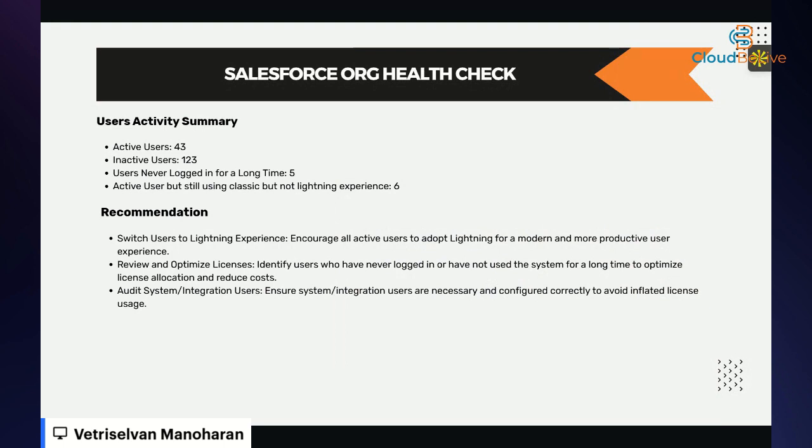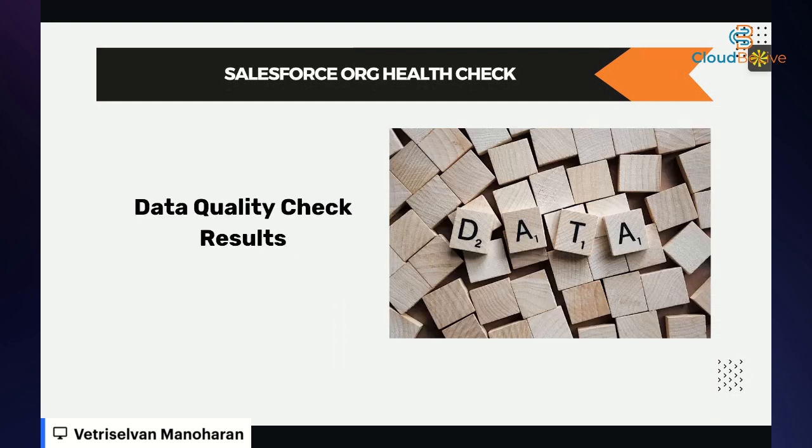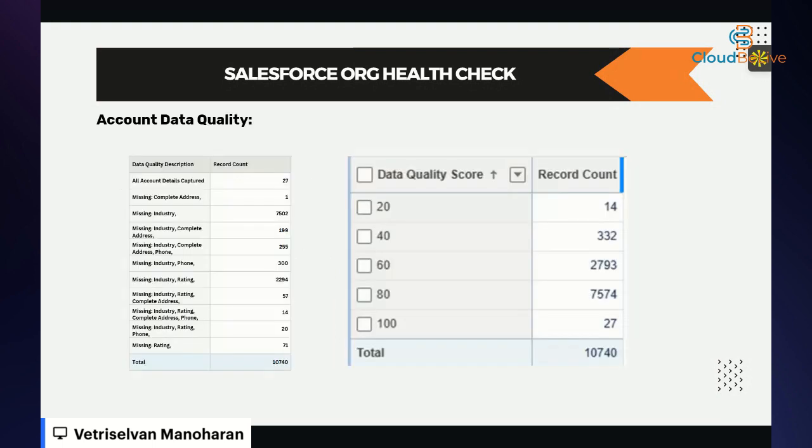Okay? Audit the system and integration users, ensure your system integration users are configured with the necessary settings, so that you don't assign any unnecessary licenses to them, actually. So there are certain other things which we could do, but yeah, it's not documented. But let's get into the data quality check results here.